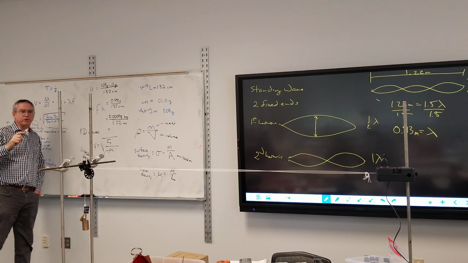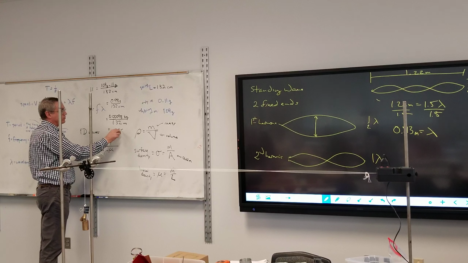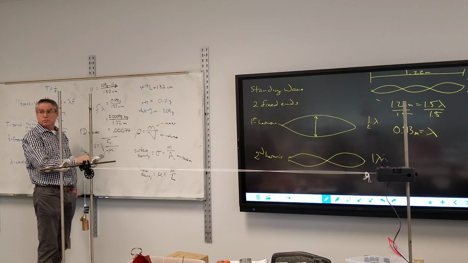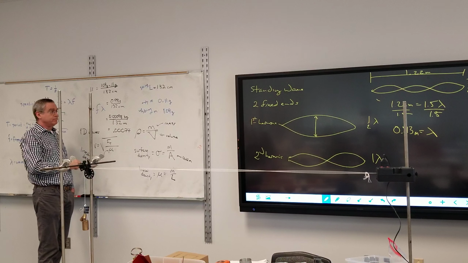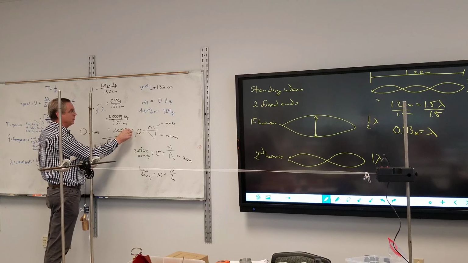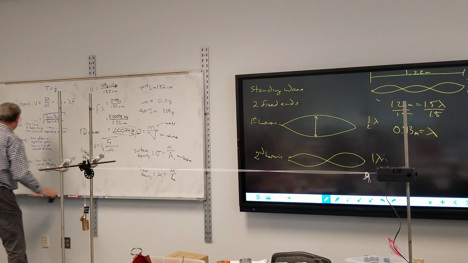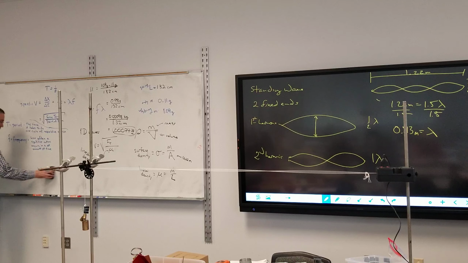And therefore, the linear density of this string is what? 0.00074. Yes. And units? Kilograms per meter. Yes, kilograms per meter. All right, so that's the linear density of the string. Recap, we did that last week too.